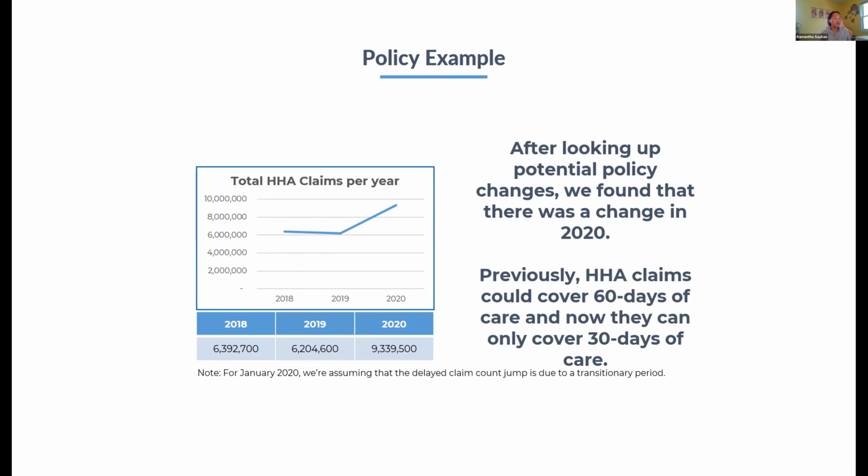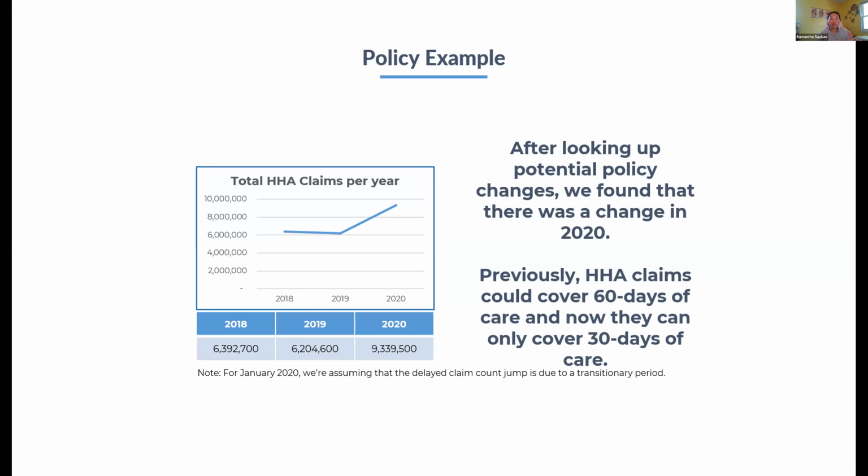So we went and looked up some potential policy changes, and we found that there was a change in 2020. Prior to 2020, home health agency claims could cover 60 days of care, and now, starting in 2020, they only cover 30 days of care. So that's why we're seeing the uptick, because it went from 60 to 30. If there were claims that needed to be 60 days in length, they would double, right? So there would be more.